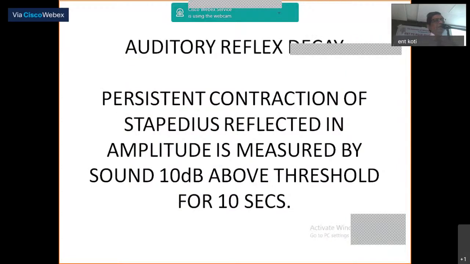So again in vestibular schwannoma, auditory reflex decay occurs because again the same contraction of stapedius like tone decay, there will be absent stapedius reflex after about 5 to 10 seconds.